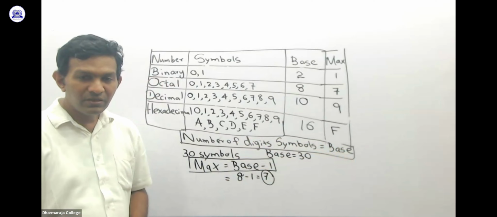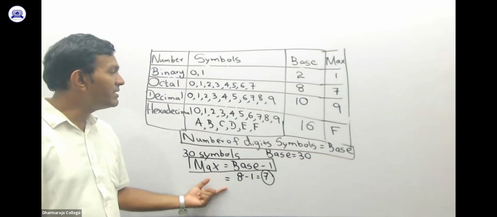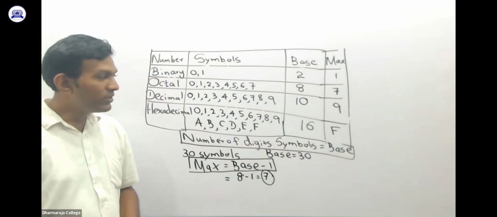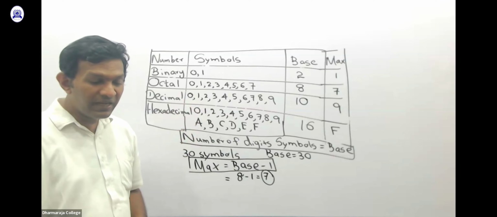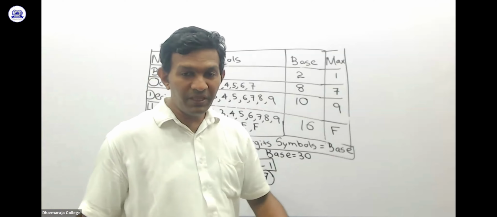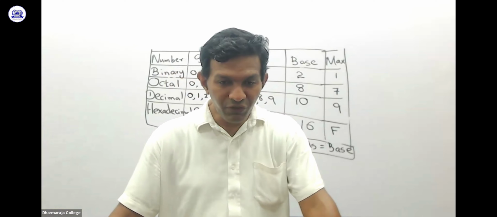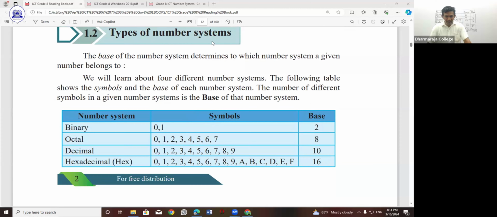All right. So we can represent numbers using these number systems. There are 4 number systems, but we are discussing only a few of them here for your syllabus. When you take your syllabus, we are discussing only these number systems.